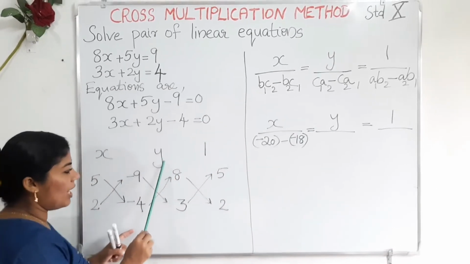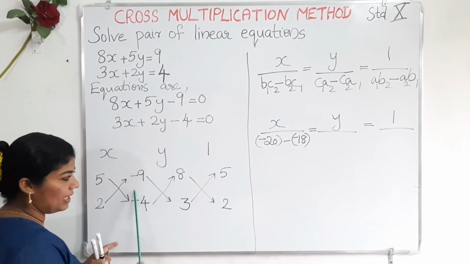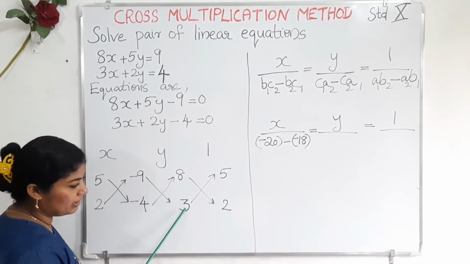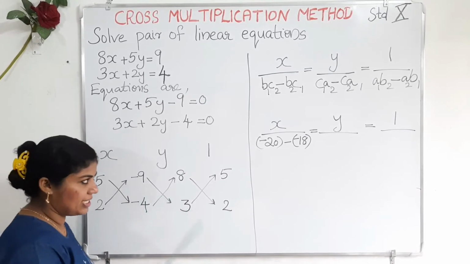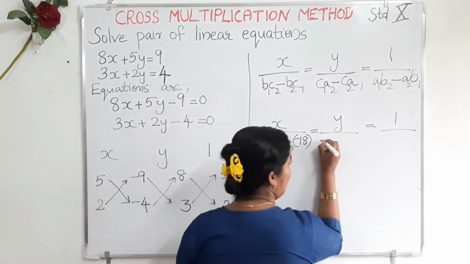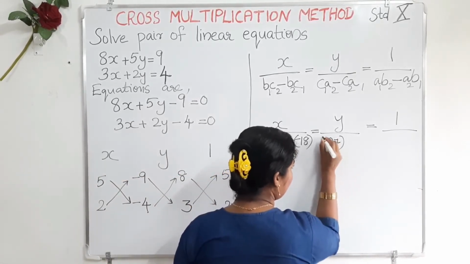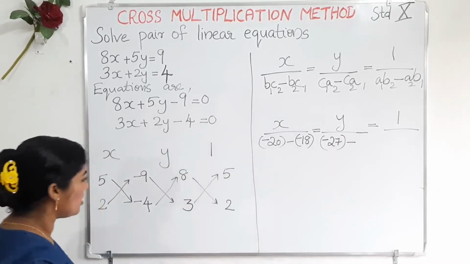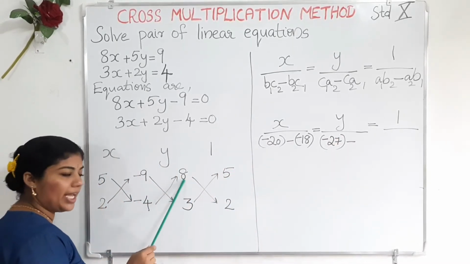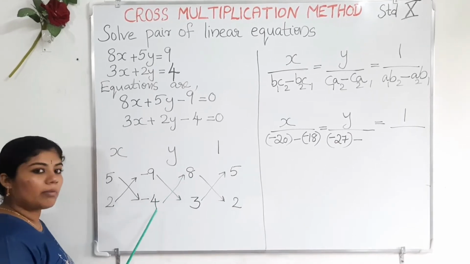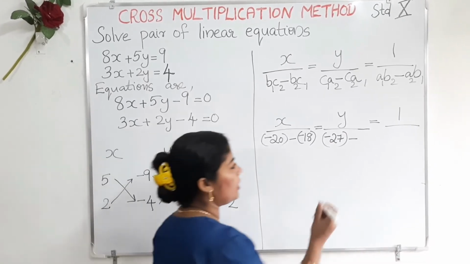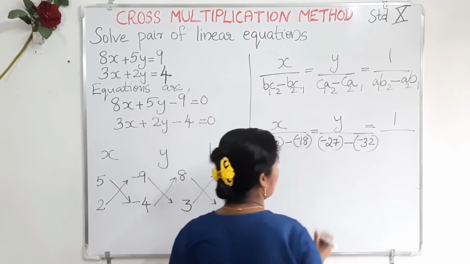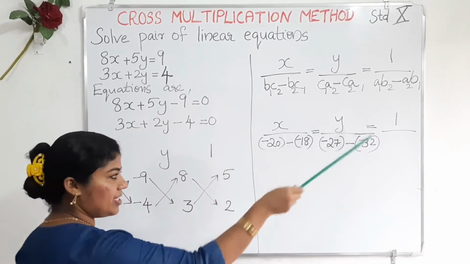So based on y, just remember this middle portion. Minus 9 multiply with 3 is minus 27. So directly write minus 27. Minus 27 minus what? Minus 4 into 8. Minus 4 into 8 is minus 32. So that also write in a bracket. Minus 32. Next is the last section, 1.